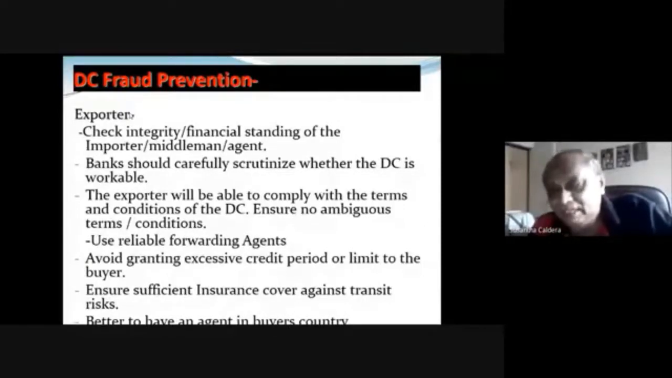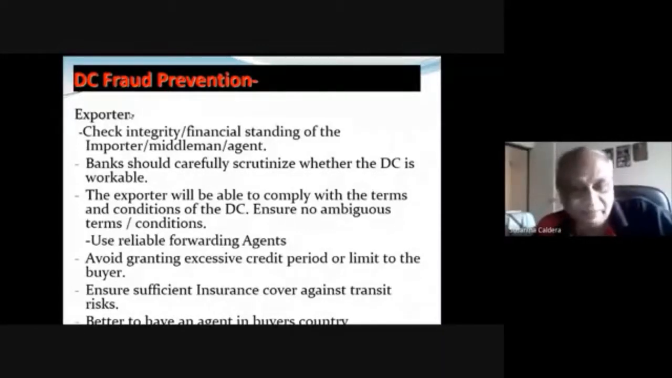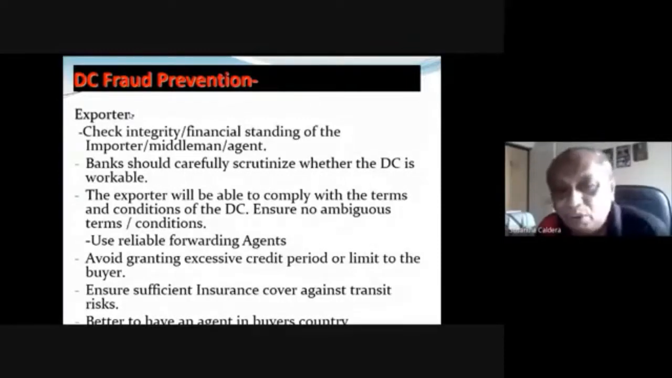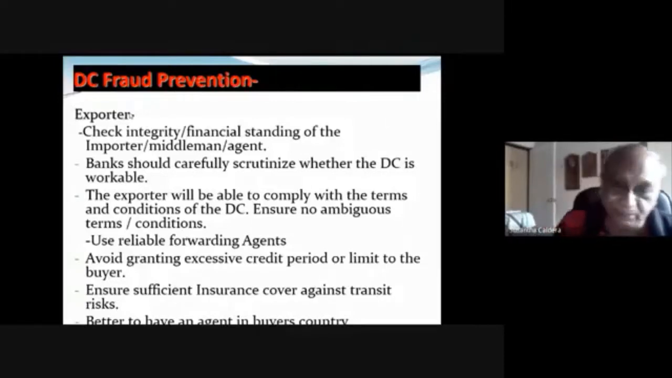Ensure no ambiguous terms and conditions. Use reliable forwarding agents. Same as the importer. Avoid granting excessive credit period or limit to the buyer. Very important. If you are an exporter, don't grant excessive credit period or limit to the buyer. Don't tell the buyer that it's fine to pay in 6 months.